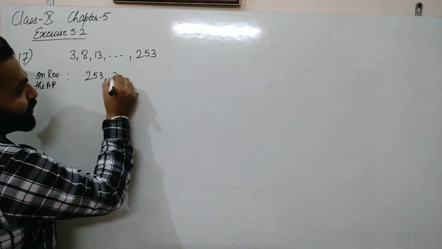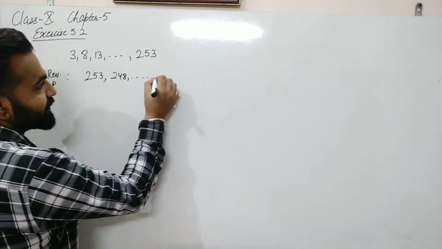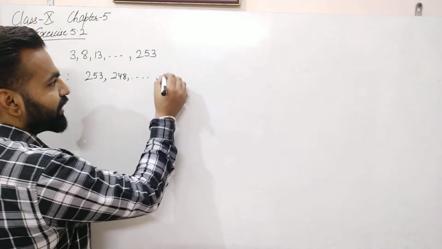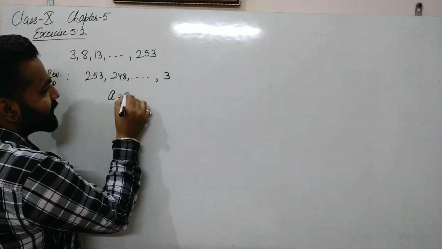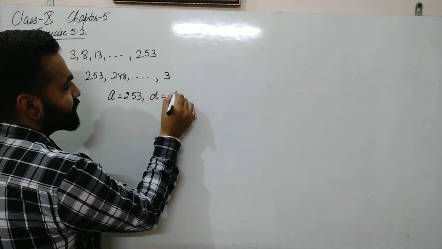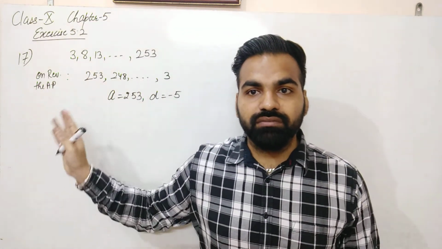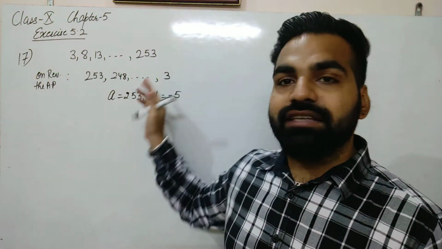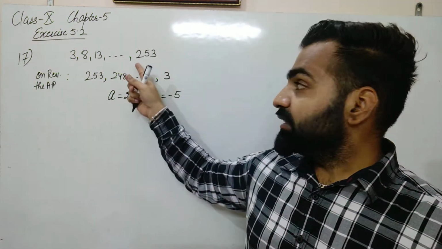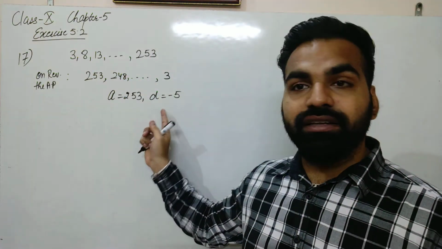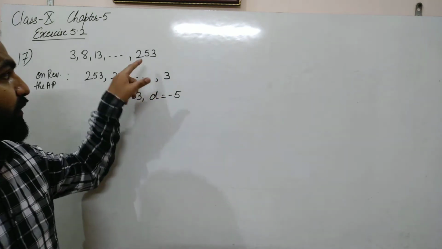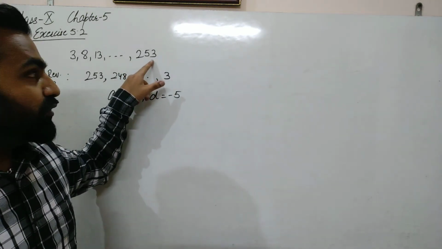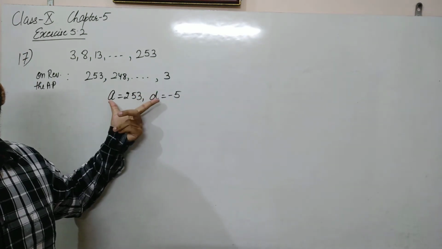So the next term will be 248, and in the same way the first term will become the last term, that is 3 here. So from here we can see that A is 253, D is minus 5. Whenever the AP is reversed, the last term becomes the first term, and the sign of D changes. Since the D was plus 5 here, but here the D will be minus 5. Now the AP is reversed, so the 20th term from the last will become the 20th term from the start here.